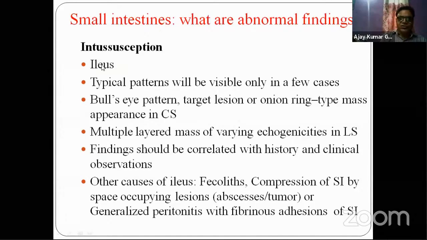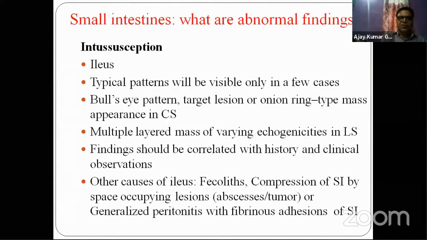So how is intussusception diagnosed? If you find the typical bull's eye pattern, which is also called target lesion, or onion ring type mass in cross section of the intussusception of intestines, or a multiple layered mass of varying echogenicities in longitudinal section of intussusception, if you find any of these two patterns, that will confirm the intussusception. Otherwise, the earlier findings of distended intestinal loops, passive motility of ingesta, amotile loops, and presence of anechoic fluid between the loops will only indicate ileus.